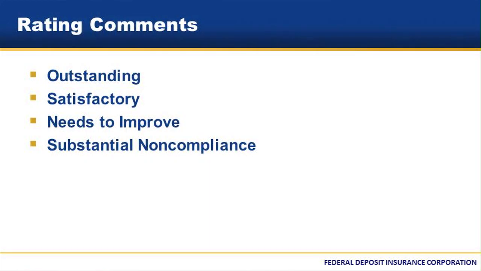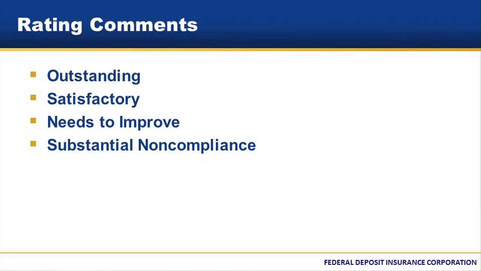Raphael, can you please describe what ratings an institution can be assigned based on its CRA performance? Sure. The examiner carefully reviews the available data for the various performance tests, considers the institution's performance context, and determines the appropriate overall CRA rating. There are 4 possible ratings a bank can receive.